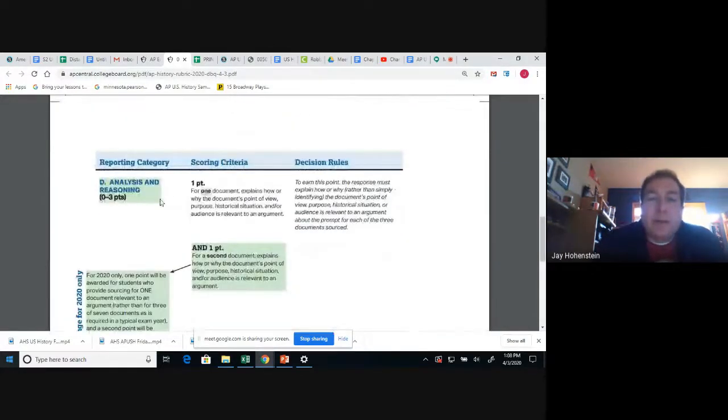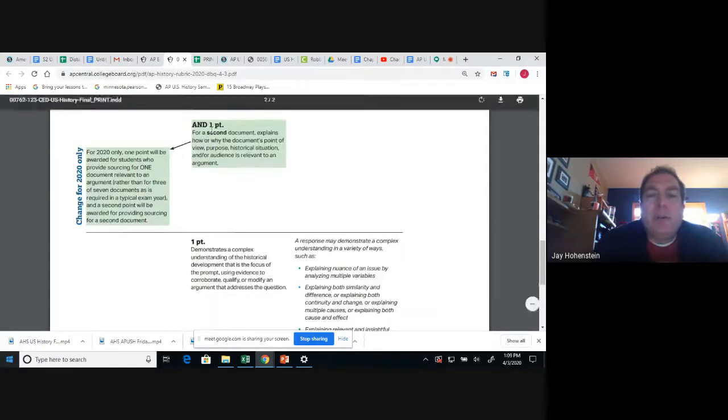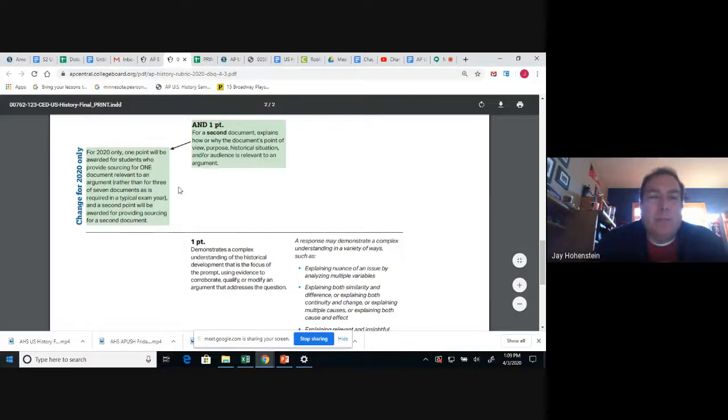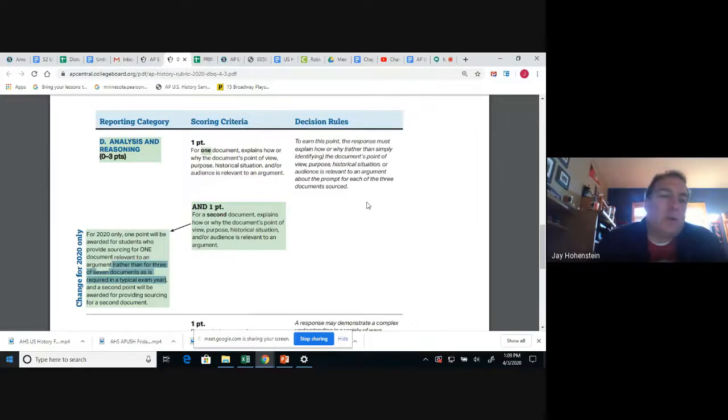Down here, if you use HIPPO once to help provide context for a document, that would earn you a point. On the previous rubric, it was multiple. They're only asking for 1 here for this first point. If you do HIPPO a second time, you earn a second point. What we were teaching you with the DBQ is that if you used HIPPO for 3 of the documents well, you would earn 1 point. Now they're telling you you will earn 2 points if you do HIPPO well for 2 documents. So this is actually lessening the requirement that you had.